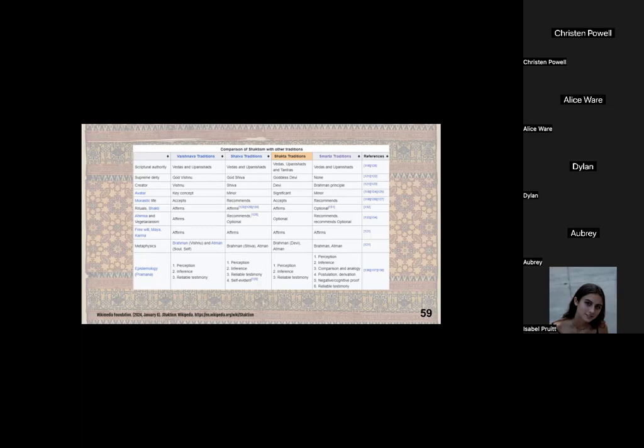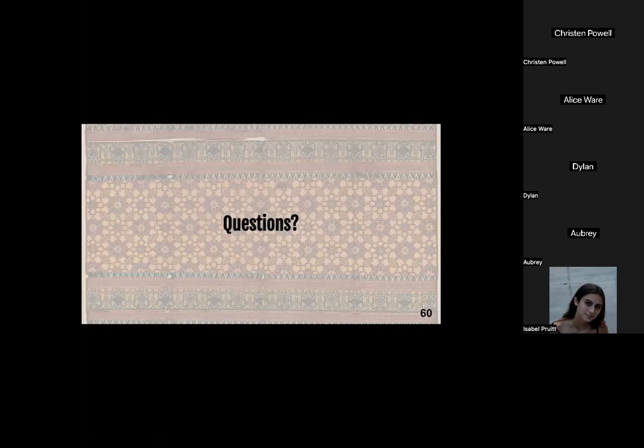Vishishtadvaita. Vishishtadvaita, which is sort of between what we would call Dvaita and Advaita, which is it views the entire essence of Brahman with particular characteristics. It doesn't forget that Brahman sometimes takes specific forms in our manifestation. Okay, and this is the end of my presentation.